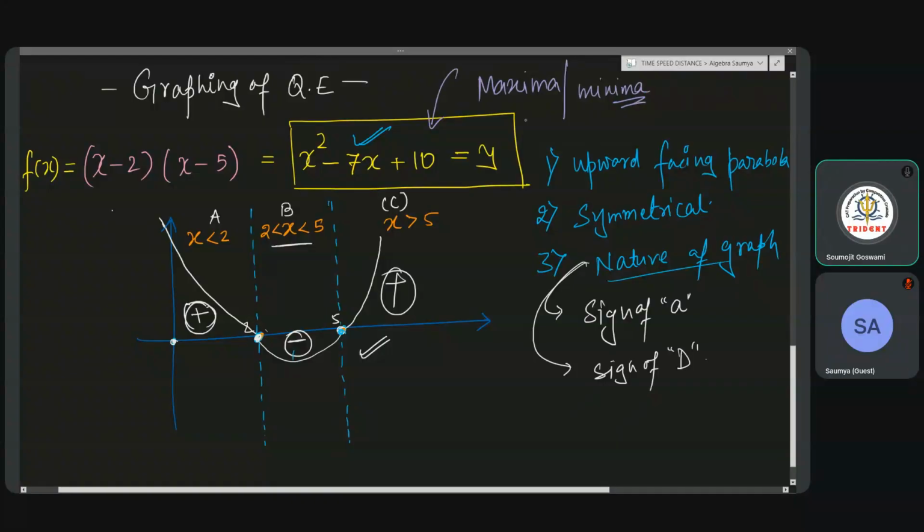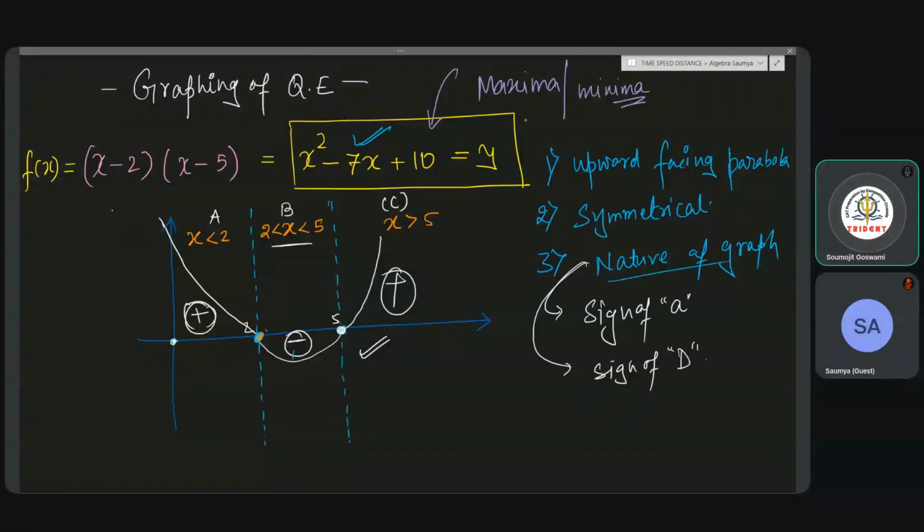So just look at this graph and tell me, will you get a maxima of this graph or a minima of this graph?